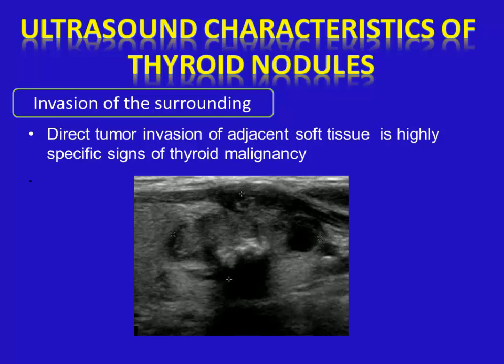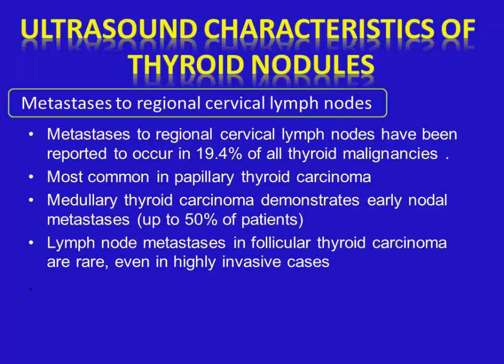Invasion of the surrounding tissue, like in this example, in which you can see that the hypoechoic nodule has invaded the capsule and extended outside the gland with this microcalcification. This is a highly specific sign for being malignant.